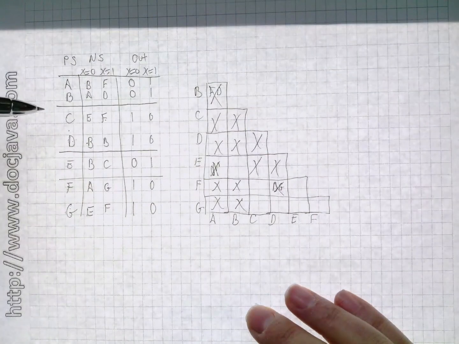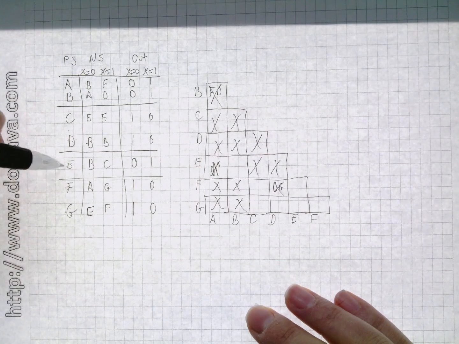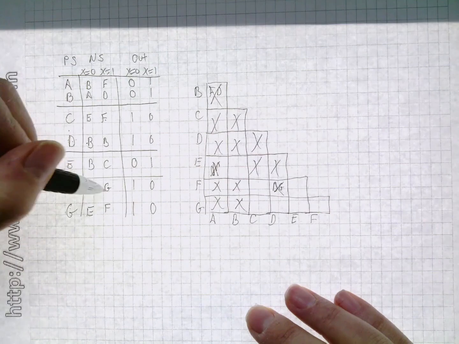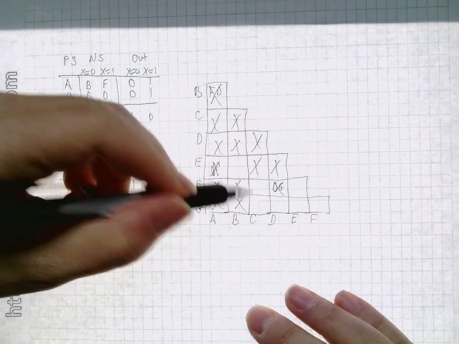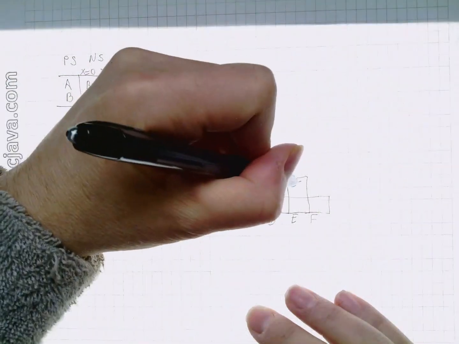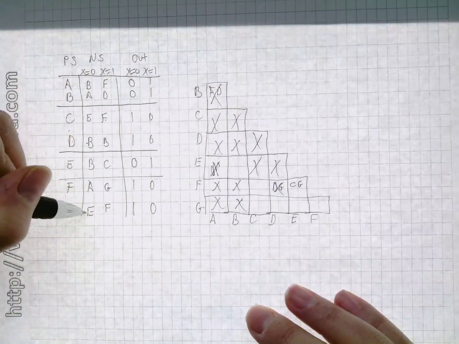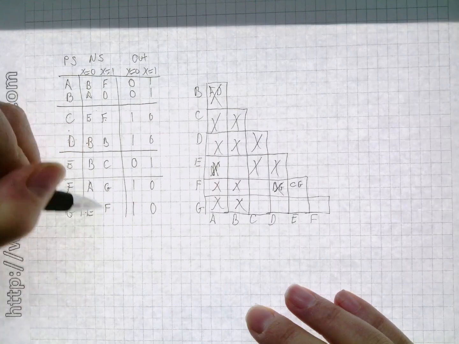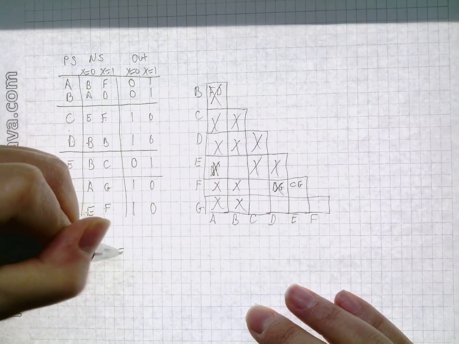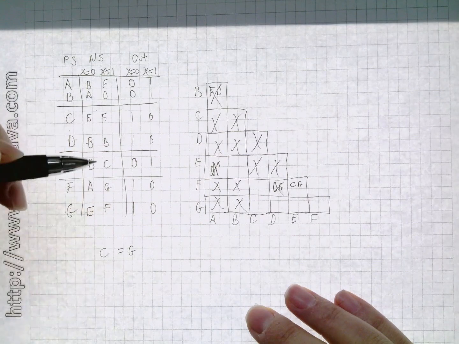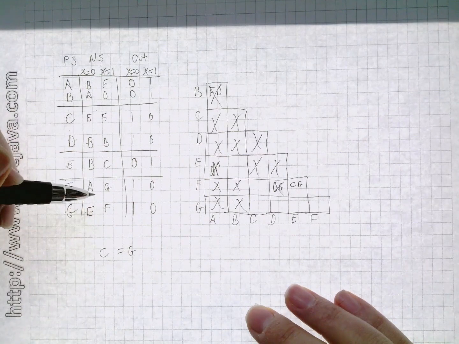How about this other one here, EF? EF is AB, that's good. And then it says CG. I look up CG. I don't know anything about it. Let's take a look at CG. So CG is EE, that sounds good, and FF. So C is equal to G.